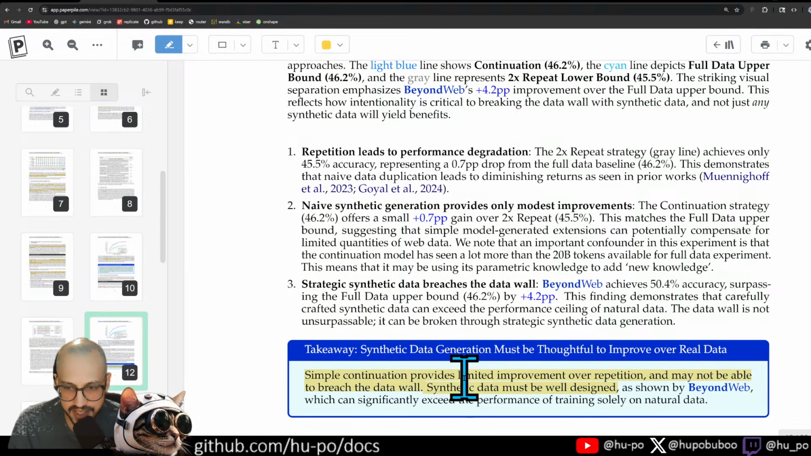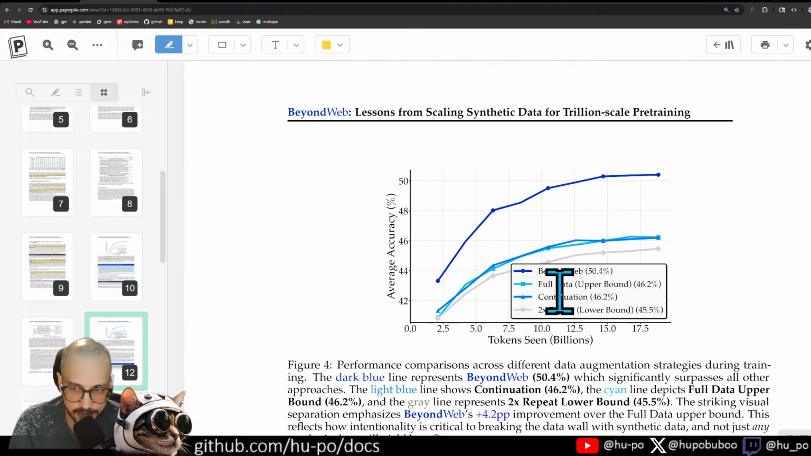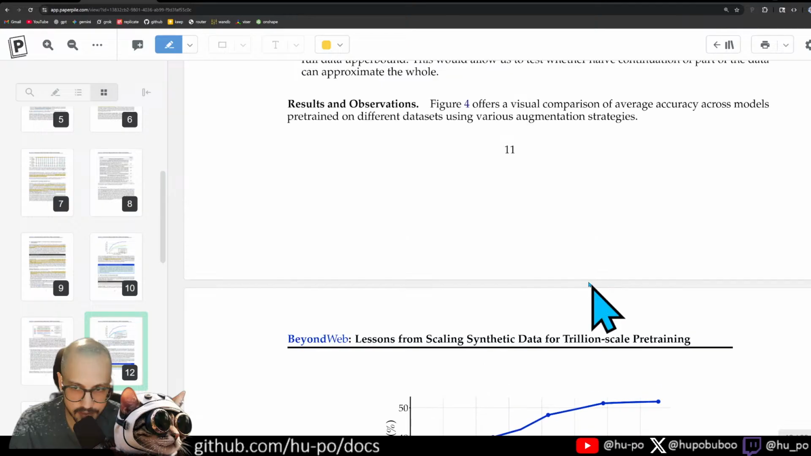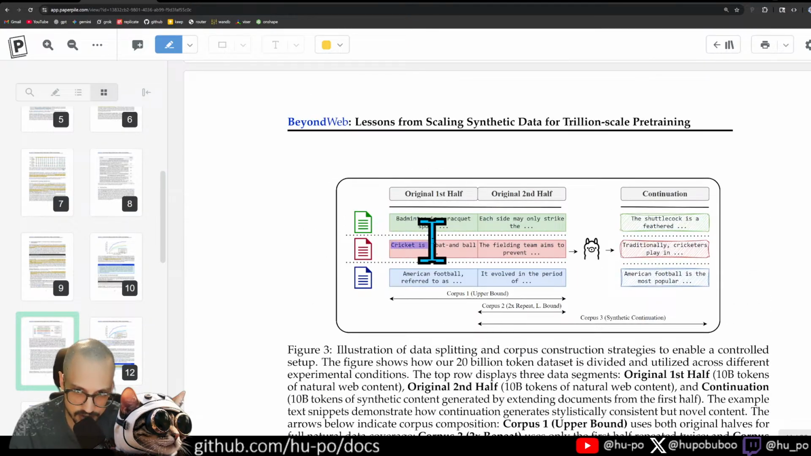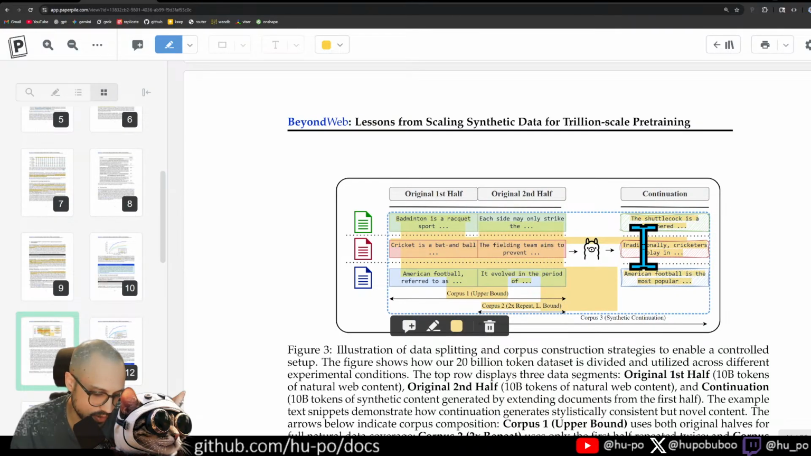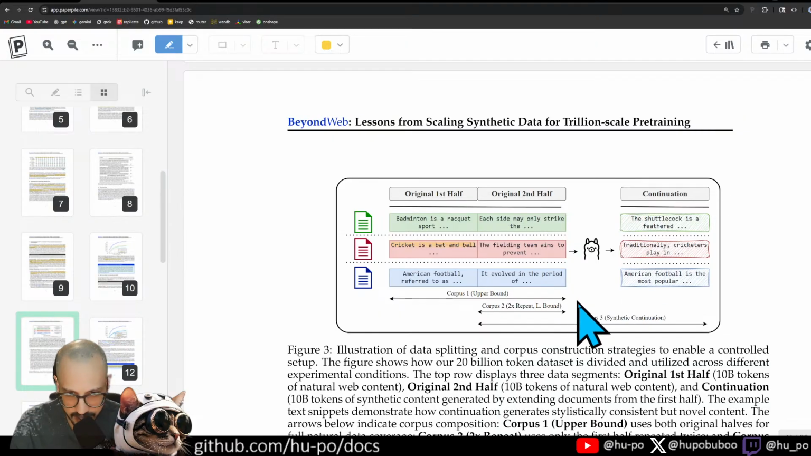Simple continuation provides limited improvement over repetition and may not be able to breach the data wall. Synthetic data must be well designed. So what they're saying here is that continuation is kind of within the generative paradigm, where they're basically just taking the first half of a random Wikipedia article, and then we want you to just continue that Wikipedia article, right? So it has all the problems of potential hallucinations, limited to the intelligence of the base model that you're using to do this continuation.